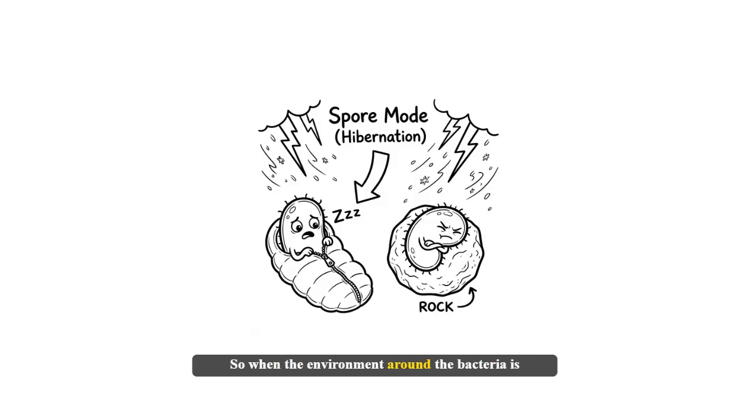So when the environment around the bacteria is tough, they do this to protect themselves, but they can later wake up, which we call germinating. The spore form itself is a way for them to preserve themselves. Not all bacteria can do this, but some can. Examples of bacteria that can are gram-positive rods like Bacillus or Clostridium.